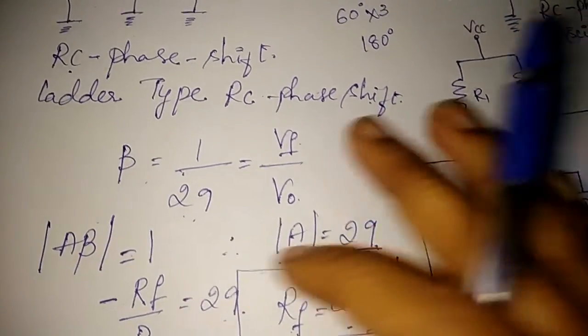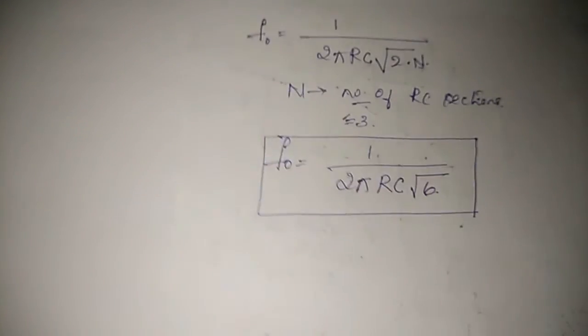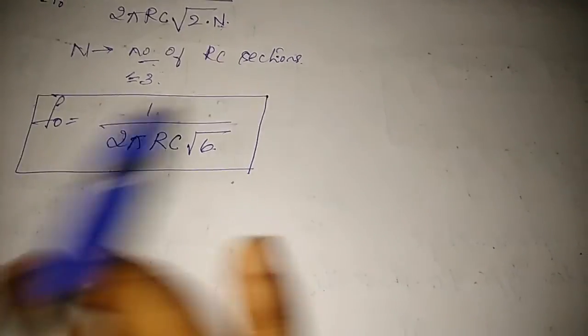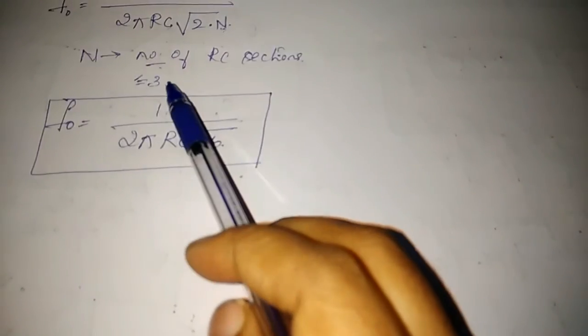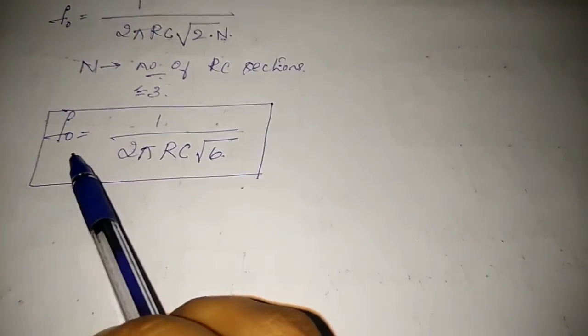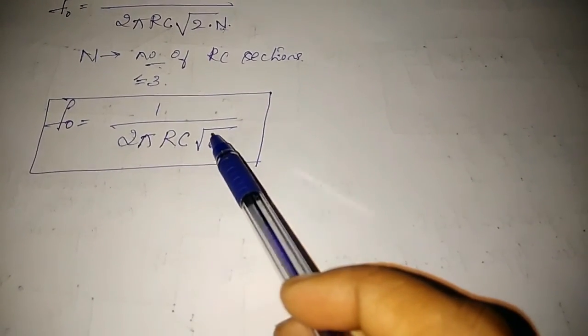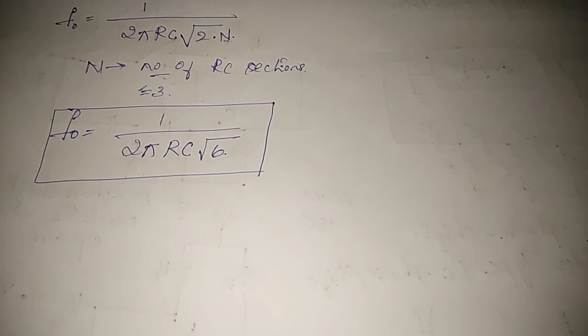Okay, and the frequency of oscillation in case of phase shift oscillator is given by F0 equal to 1 by 2 pi RC into root of 2N, and this N represents the number of RC sections. So here we are taking it as 3, so F0 will be equal to 1 by 2 pi RC into root 6. Okay, this is what you need to write for RC phase shift oscillator.